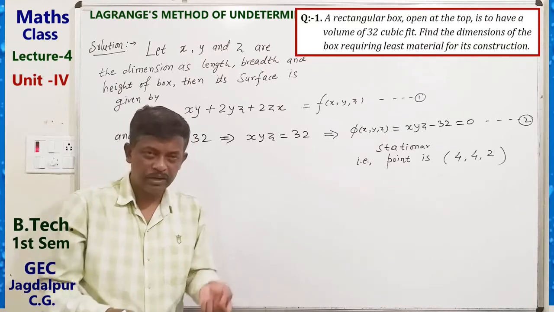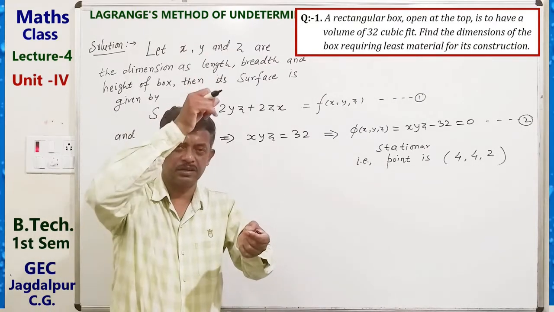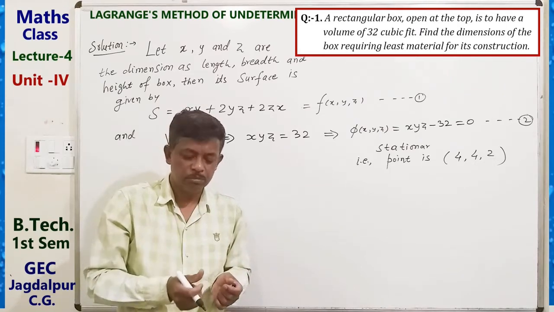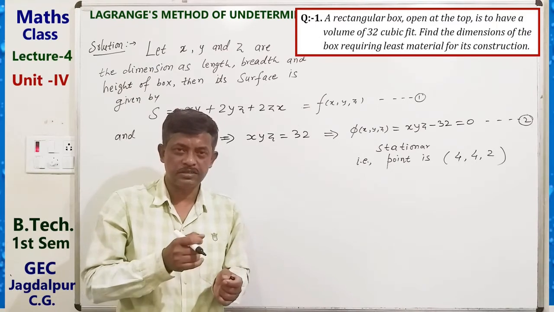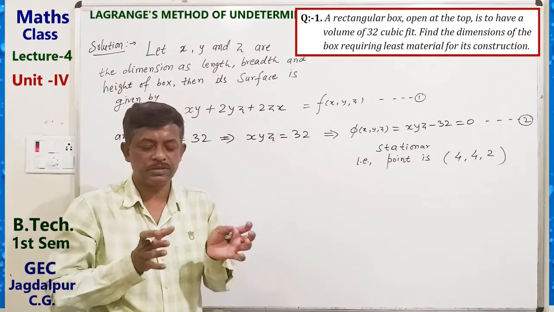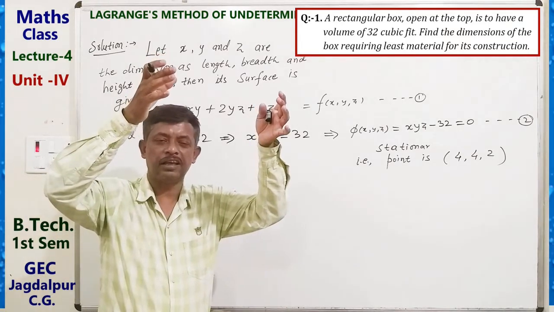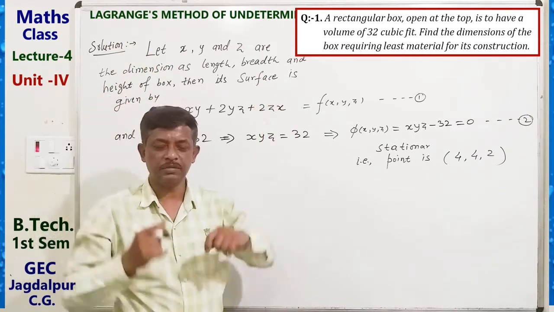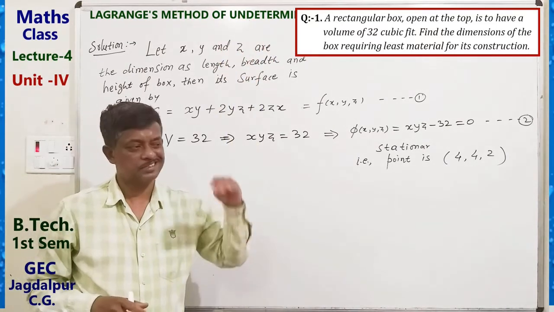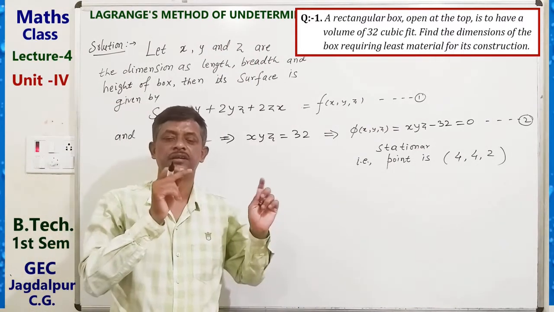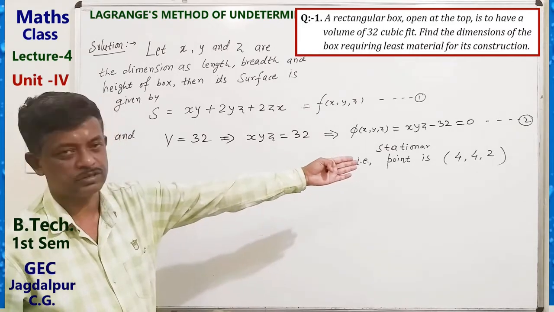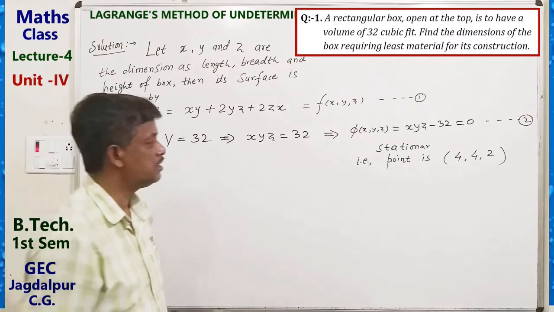When z increases in this direction, the base will decrease and the surface area will decrease, and after some stage, as z increases, the surface area will again start increasing. That means it increases to a greater value, then decreases, and again increases. So there will be a stage where the surface area will be minimum. At that stage, the values of x, y, z are given by 4, 4, 2. That is, the dimensions are 4, 4, 2.